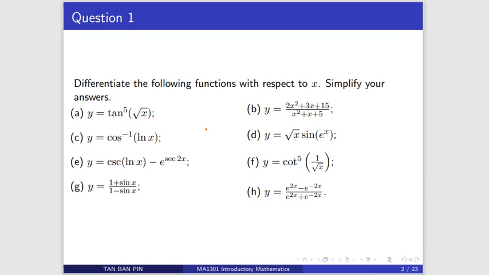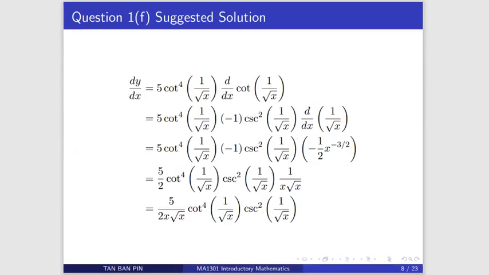In part F, we want to differentiate y equals cotangent of 1 over square root x, and the whole thing to the power 5. If you fix x to be, let's say, 2, the first step you do 1 over square root 2. The second step you do cotangent of 1 over square root 2. The third step you find the power 5, right?